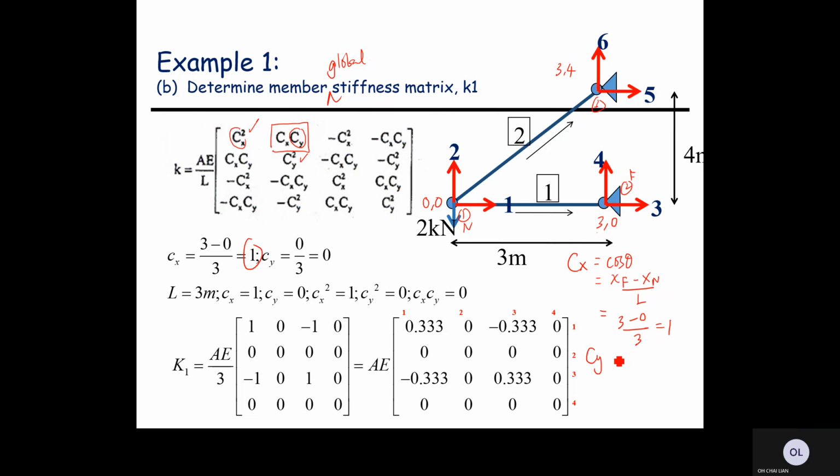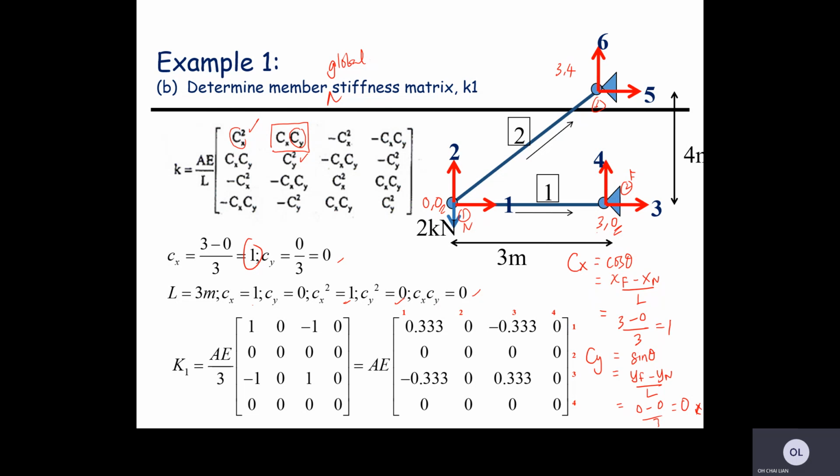And Cy will be sine theta, or y at the far end minus y at the near end divided by the length. We can see that y at the far end is 0 for element 1, and y at the near end is also 0, so you get 0 for Cy. Once you have determined Cx and Cy, you need to determine Cy squared and Cx Cy so that you can put them in the template. So Cx is equal to 1, Cx squared is equal to 1, Cy squared is equal to 0, and Cx Cy is equal to 0.